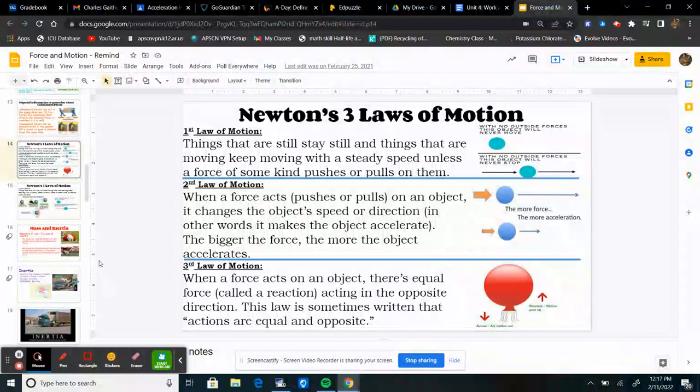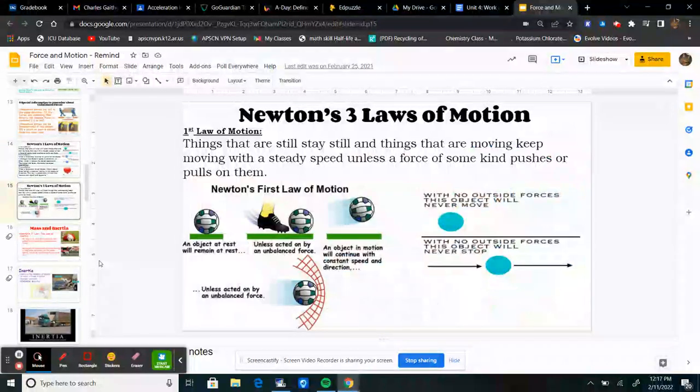So let's go ahead and look at these each individually now. Looking at Newton's first law, that things will stay in motion, or that things will stay still until something acts upon an object. So we have an example here of Newton's first law. An object at rest will remain at rest.